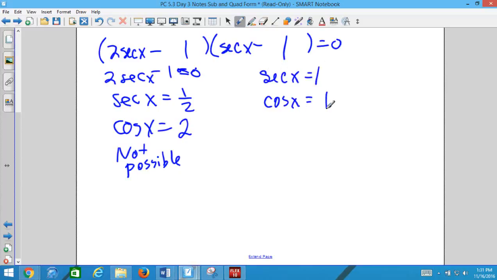So where's cosine equal to 1? That's 0. It can't be 2 pi, according to the directions. We go from 0 through 2 pi, but not including 2 pi. So yes, 2 pi is true, but not according to the directions.